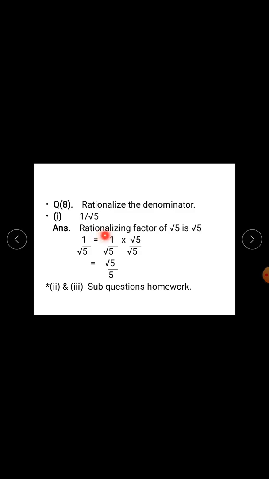Now multiply numerator with numerator and denominator with denominator. So 1 into root 5 is root 5 and root 5 into root 5 is root 25, and root 25 is 5. So 1 upon root 5 is equal to root 5 upon 5. Change denominator into a rational number. So 1 upon root 5 is equal to root 5 upon 5. Students, second and third sub questions are homework.